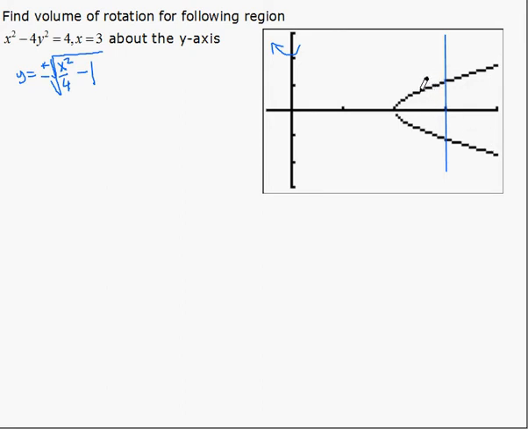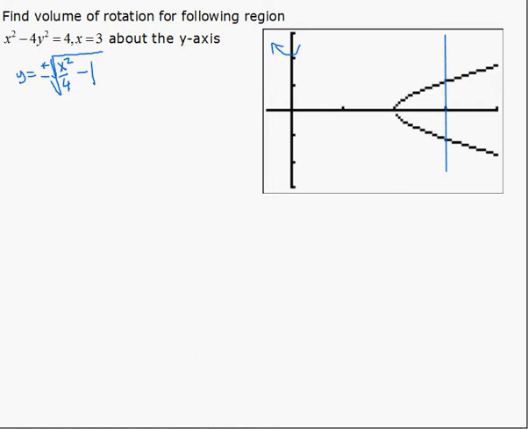If we use a dy rectangle, a dy rectangle is going to have the left side on this curve, the right side on the line x equals 3. However, when we move into quadrant 4 here, this curve now, remember, is different. This is the negative square root. So now it's a different curve. That would mean a second integral.